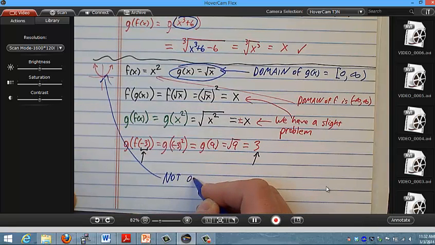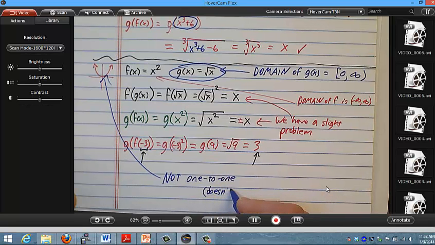Not one-to-one. Doesn't meet horizontal line test. Okay.